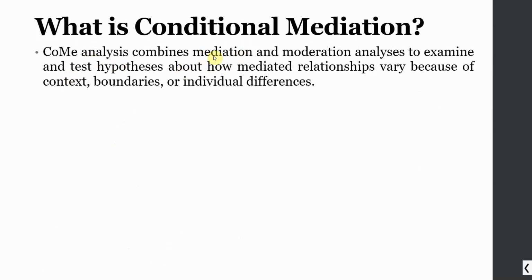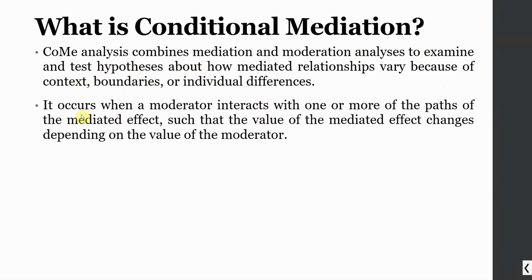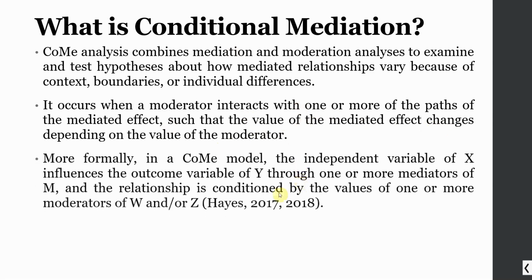Conditional mediation combines mediation and moderation analysis to examine and test hypotheses about how mediated relationships vary because of your context, boundaries, or individual differences. It occurs when a moderator interacts with one or more of the paths of the mediated effect. In this case, the path that is being affected is from collaborative culture to assurance, such that the value of the mediated effect changes depending on the value of the moderator. And if it does, this is your moderated mediation.